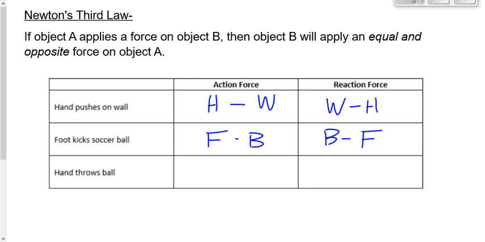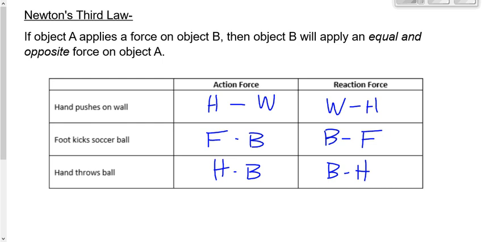rather than on your toes, because you're more likely to hurt your toes with that same force. When a hand throws a ball, what's the action force? Well, that's going to be the hand on the ball. What's the reaction force? If I push on the ball with a force of 100, then the ball pushes back on me with a force of 100 in the opposite direction. It's going to be the ball on the hand.